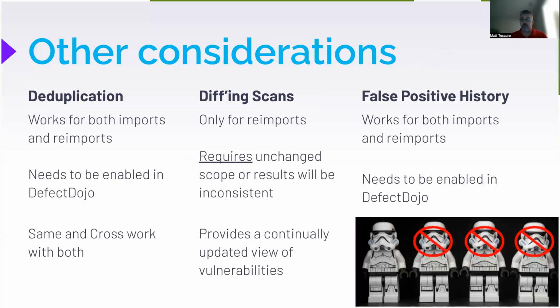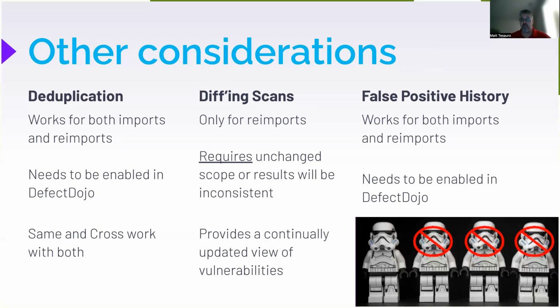So let me talk about some other considerations around getting data into DefectDojo. Deduplication works the same for re-imports and imports, doesn't matter. It does need to be enabled in DefectDojo. Obviously, if you don't have deduplication turned on, DefectDojo will dutifully not dedupe your findings for you. So you likely want that turned on. And it doesn't matter for re-import and import between same-tool and cross-tool deduplication. Those are both the same.